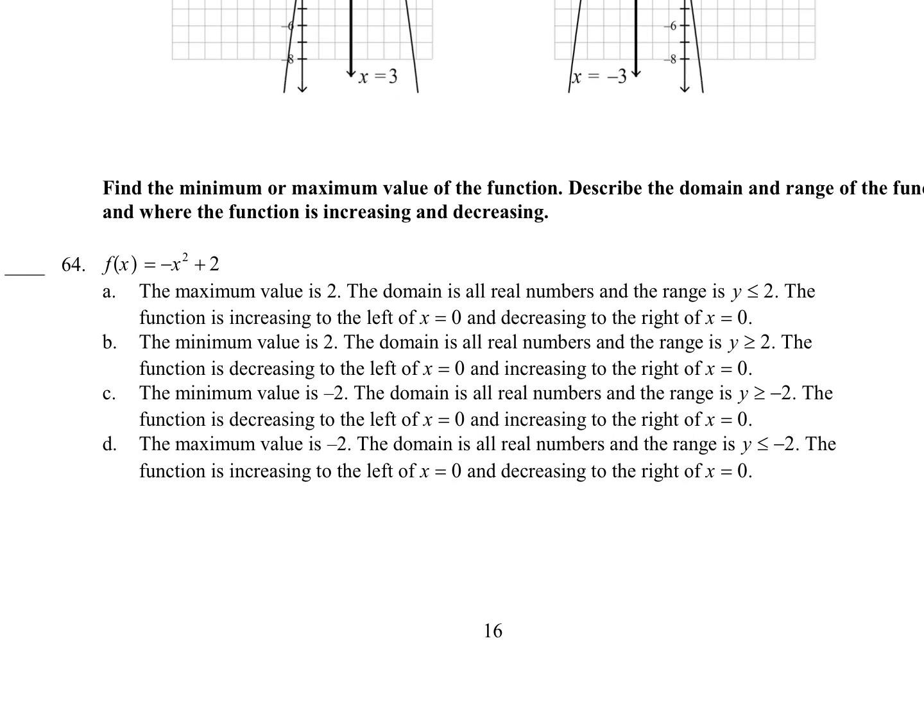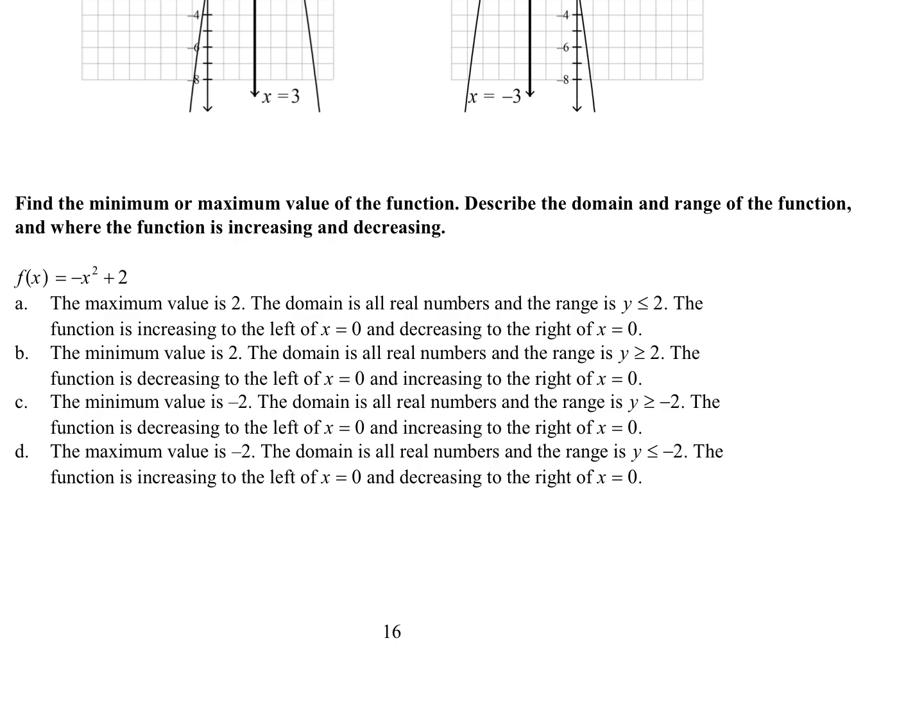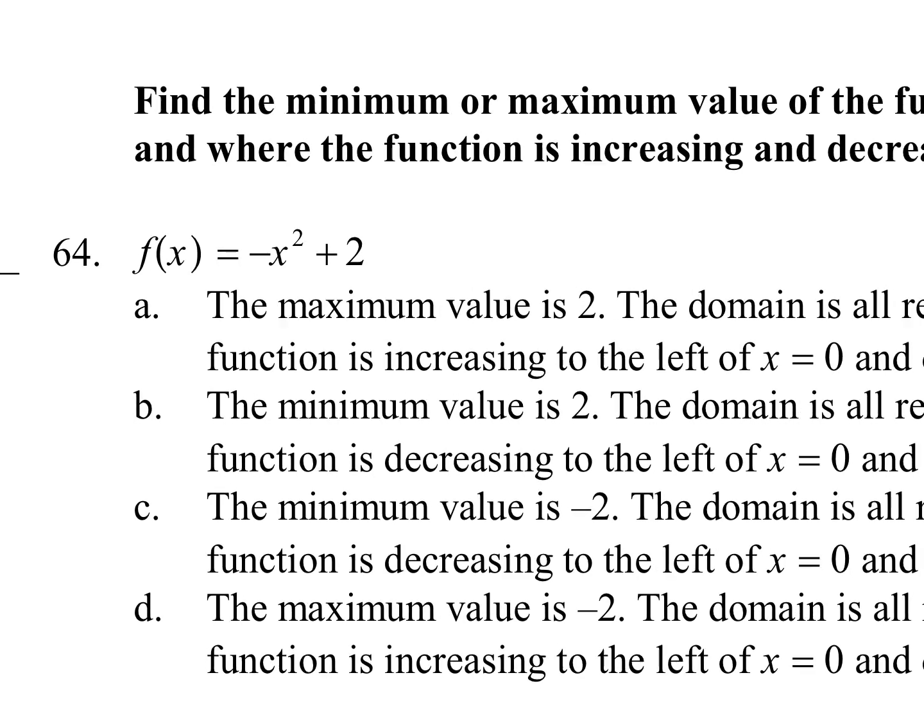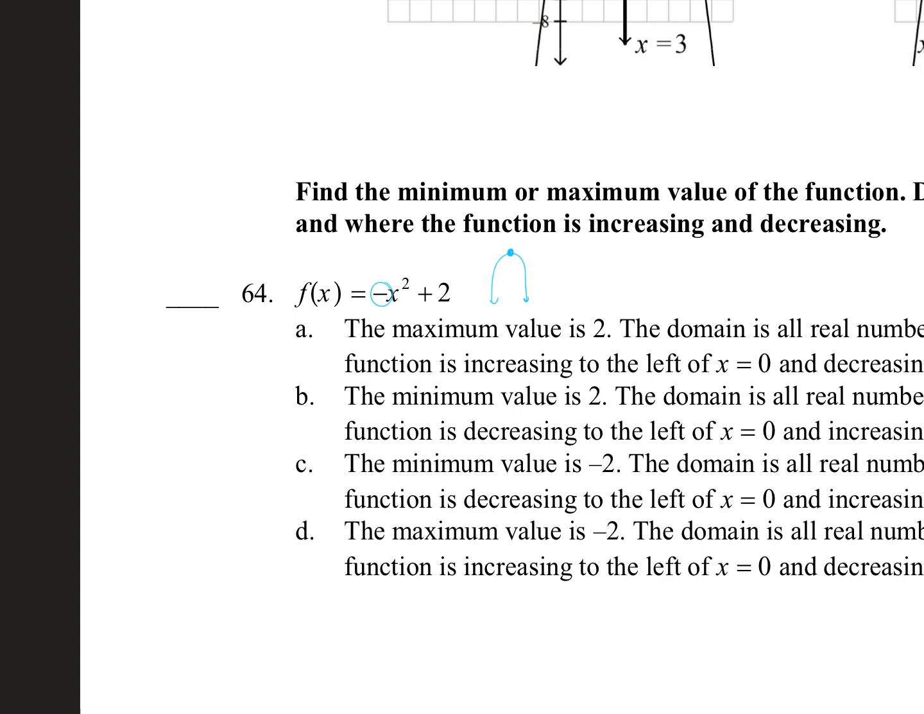All right, let's look at 64. We have to find the minimum or maximum value of the function, describe the domain, range, and where the function's increasing and decreasing. Just looking at my function here, do I know if it's going to open up or open down? Down. How did we know that? Because it has a negative a. So is the vertex at the maximum or minimum? It's at the maximum. So I can cross out the two that say minimum.